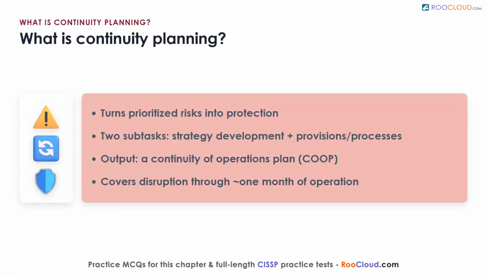So, what is continuity planning, and what does it produce? This phase takes the prioritized risks from your impact analysis and builds strategies to shield your protected assets from harm. It has 2 subtasks: strategy development and provisions and processes. The output is a continuity of operations plan, which spells out how you keep critical functions running from the moment a disruption hits through up to a month of sustained operation. Think of it like a hospital's surge plan. Once you know which departments must never close, you design exactly how they stay open when the building is under strain.